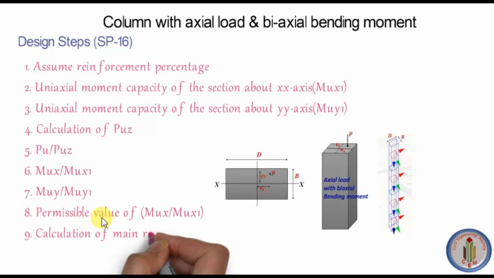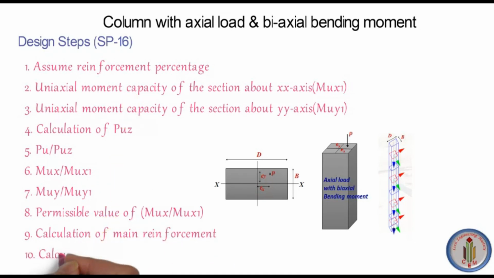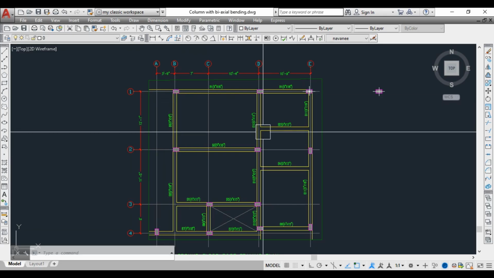And the eighth step is the permissible value of Mux by Mux1. For this we need to find out the permissible value. This should be greater than the value which we had calculated. Then whatever reinforcement percentage we have assumed is okay. If the permissible value is less than this Mux by Mux1, then we need to reassume the reinforcement percentage and redo all the calculations. Ninth step is calculation of main reinforcement, and the 10th one is the design of ties.